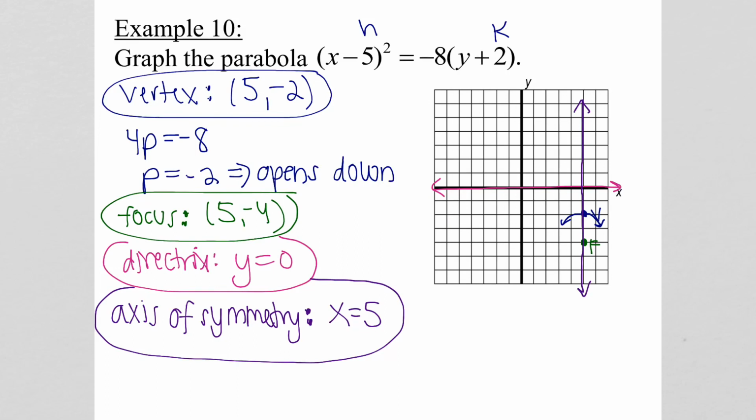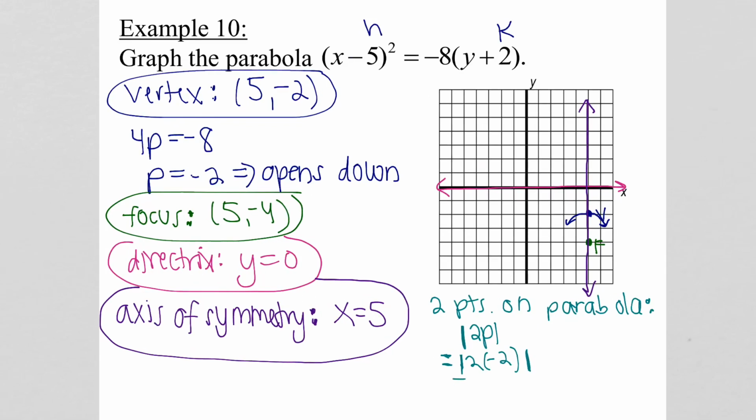I would be almost done graphing, except I need to find 2 points on this parabola. To find them, you calculate the absolute value of 2p. The absolute value of 2 times the same p value, negative 2, is the absolute value of negative 4, which is positive 4. What that tells me this time is that from the focus, I need to travel 4 units to the right and 4 units to the left to get to the 2 points on the curve.